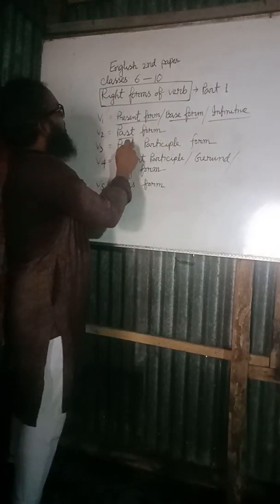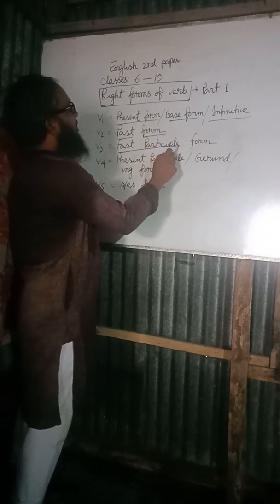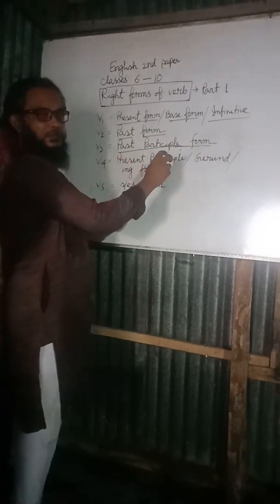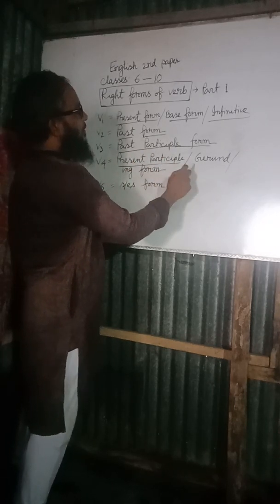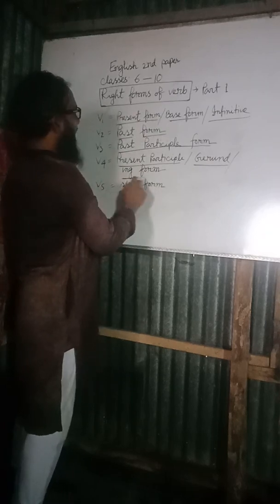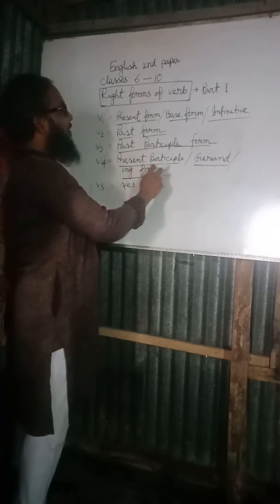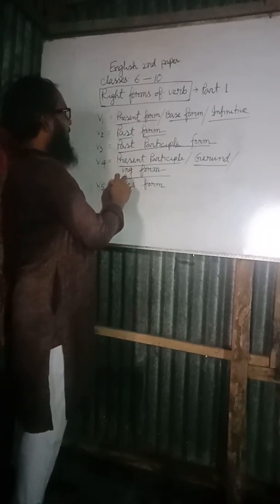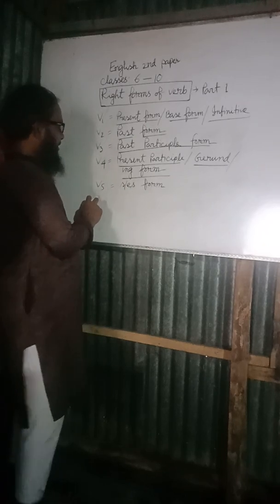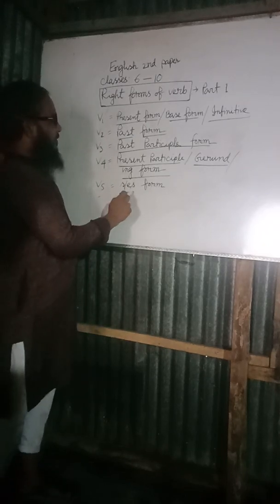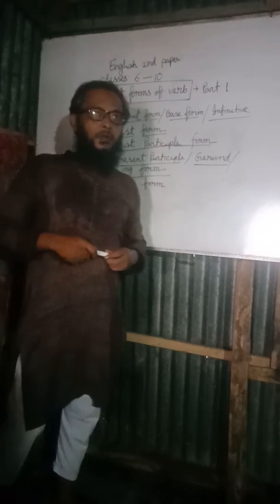V2, past form. V3, past participle form. V4, present participle or gerund or ing form. Present participle, I repeat, present participle, gerund or ing form. V5, S or ES form.